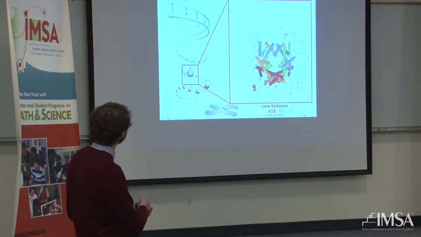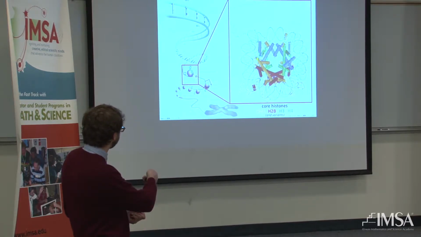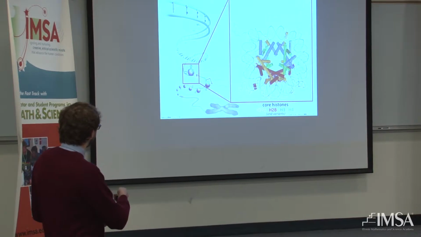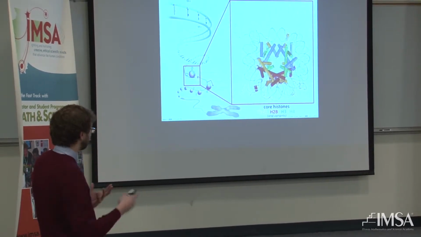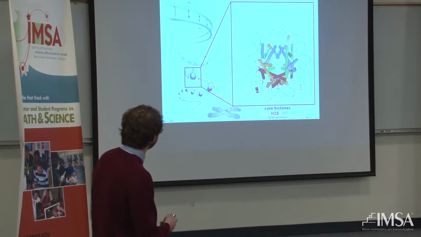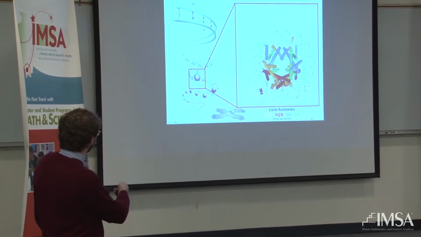It explains maybe a little bit of the compaction, right? You're wrapping DNA around a spool of protein. And so the higher order compaction of these nucleosomes is really where most of the actual compaction comes from, the higher order structure.